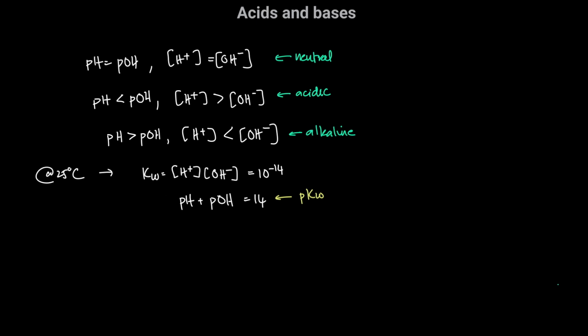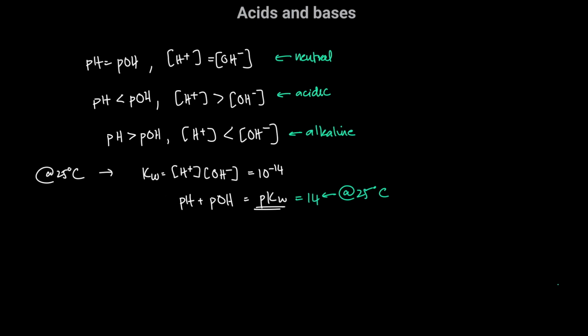So the pH plus the pOH is simply equal to pKw. And at 25 degrees Celsius, pKw is equal to 14. So in any aqueous solution, the sum of the pH and pOH will be equal to 14 at 25 degrees Celsius. But the sum will always be equal to pKw. The value of pKw can vary depending on temperature. But at 25 degrees Celsius, Kw has a value of 10 to the power of negative 14, which means that pKw has a value of 14.